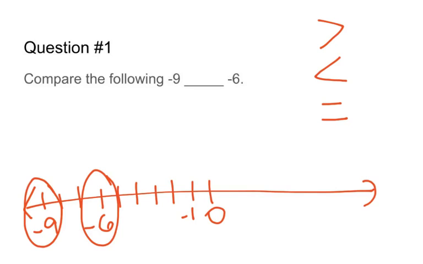I will be pausing to give you a chance to answer. So now, hopefully, you have made your choice. Remember what we talked about. -9 is farther to the left on the number line than -6. So -9 is less than -6.